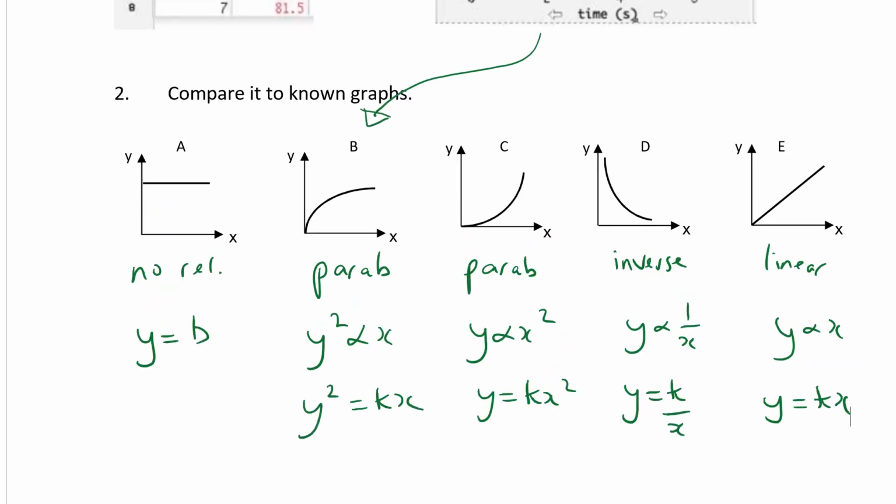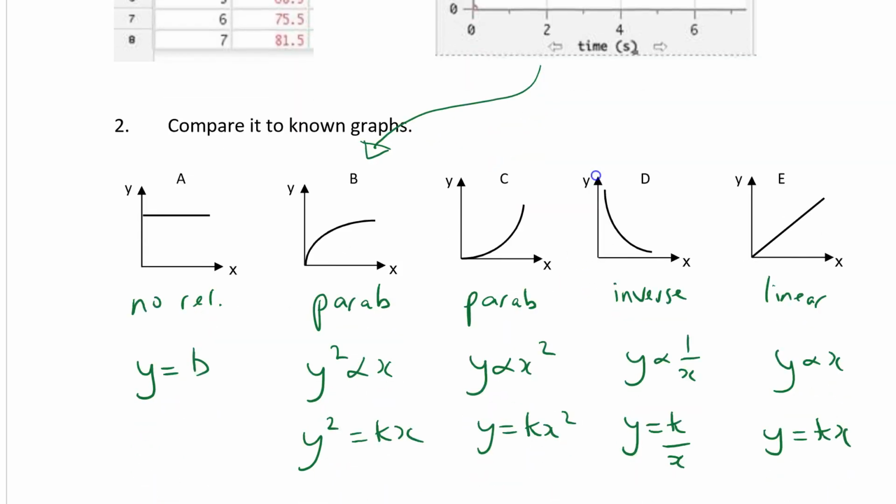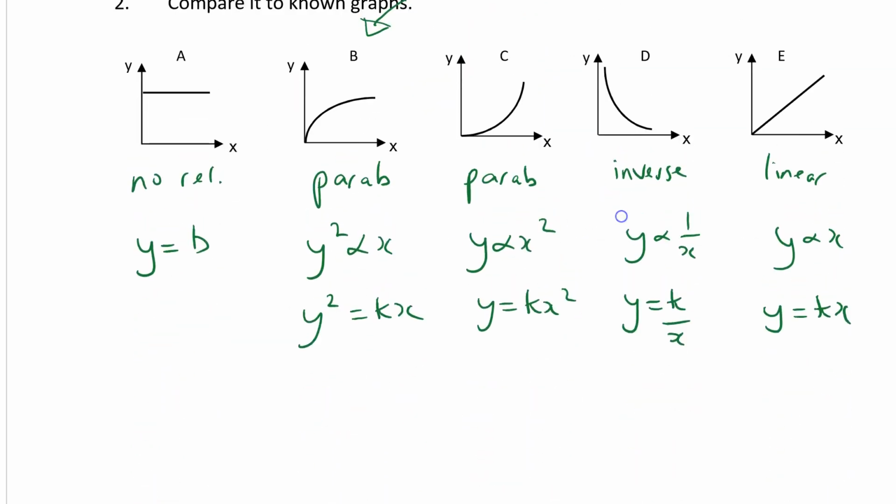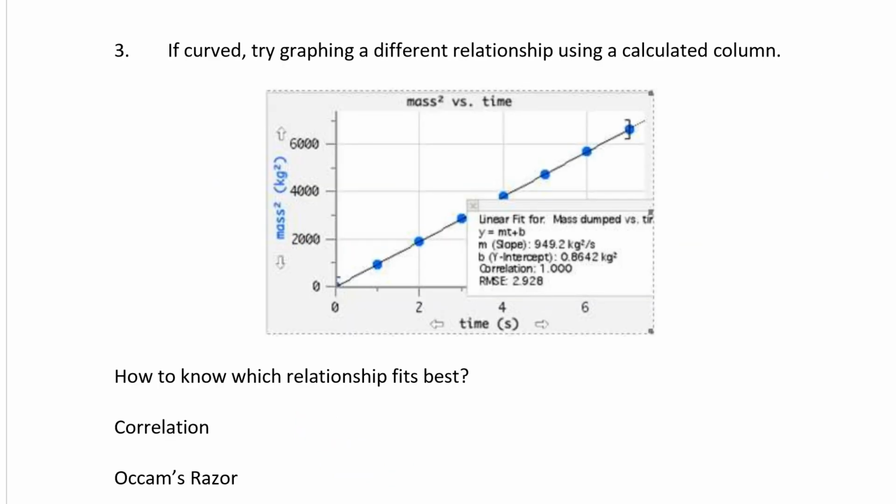So in this example, I think it looks closest to that sideways parabola. And so instead of graphing y versus x, now we graph y squared versus x. So that would be the next step. And so that's why on the next page here, instead of graphing mass, now they did mass squared over time.